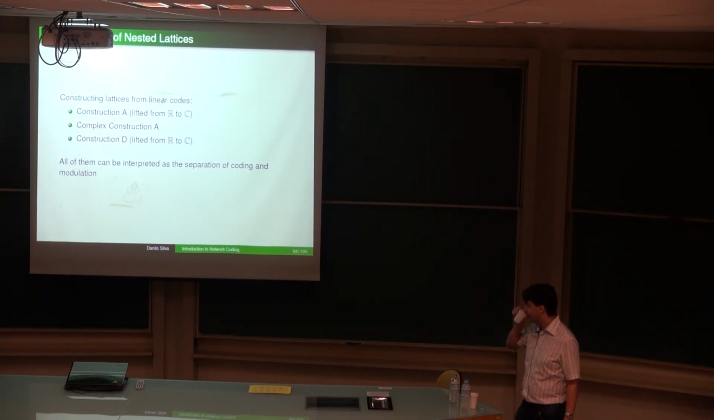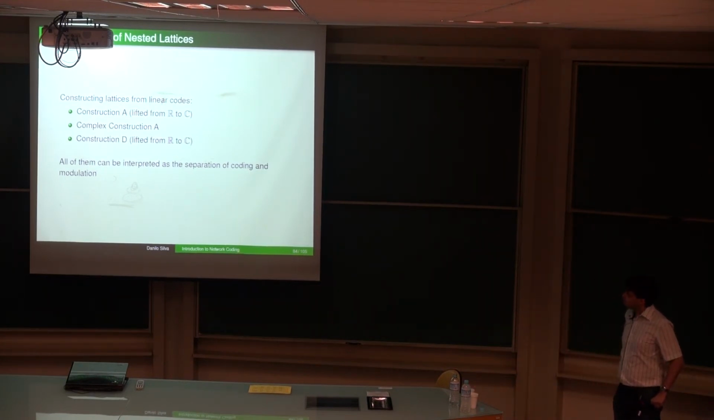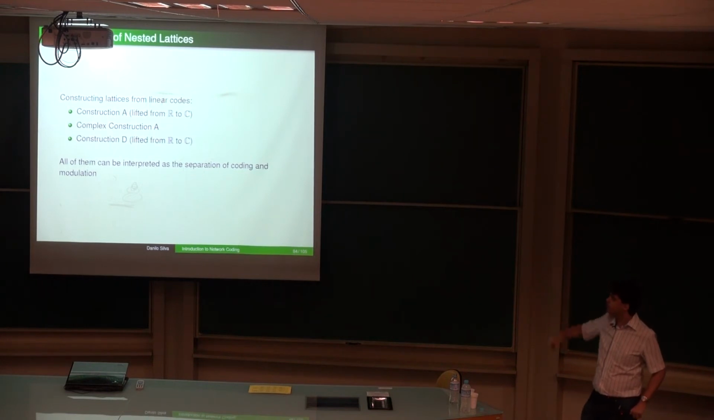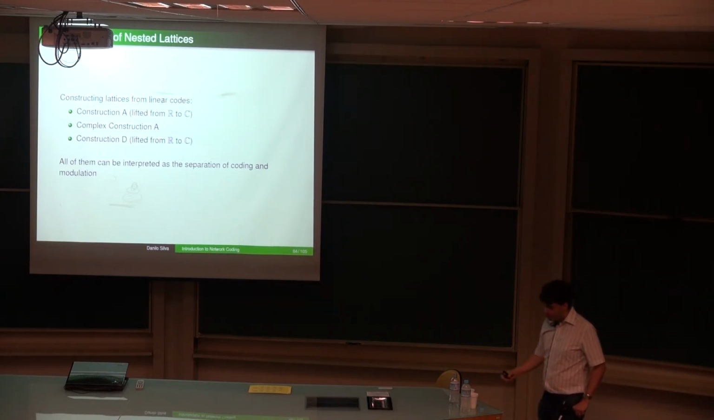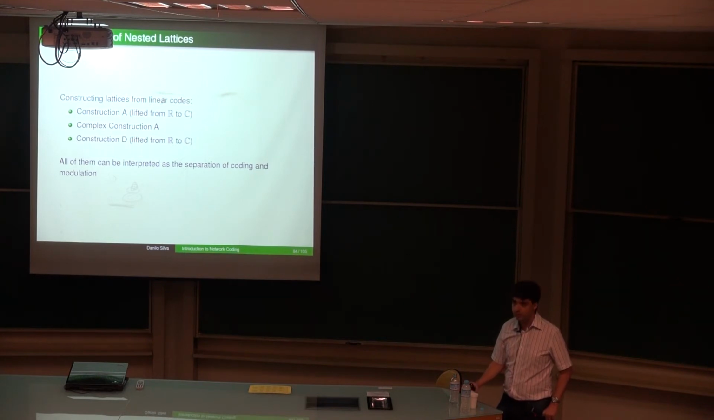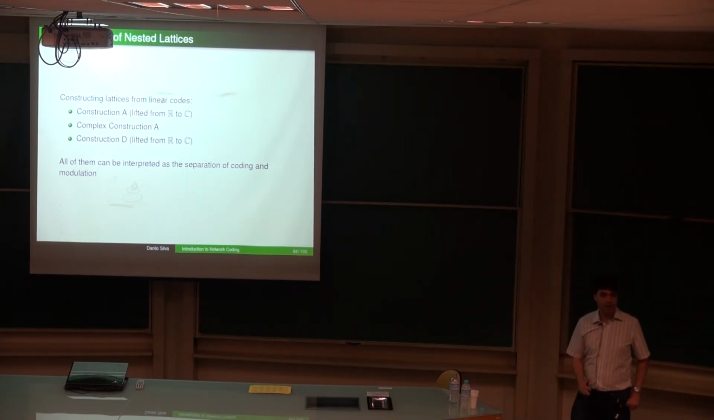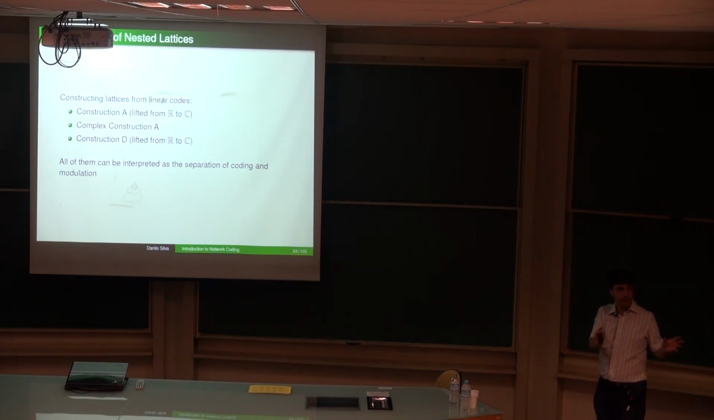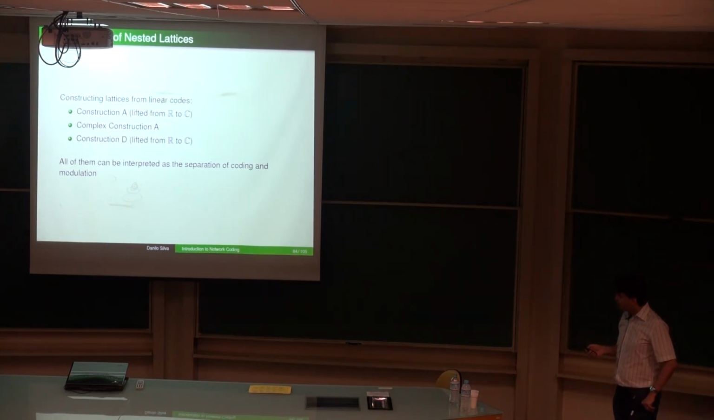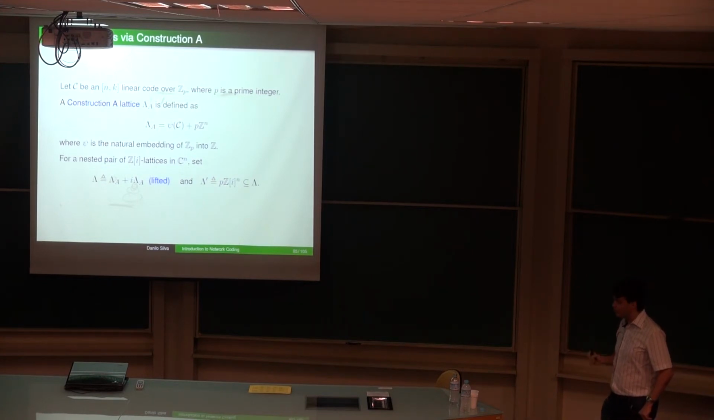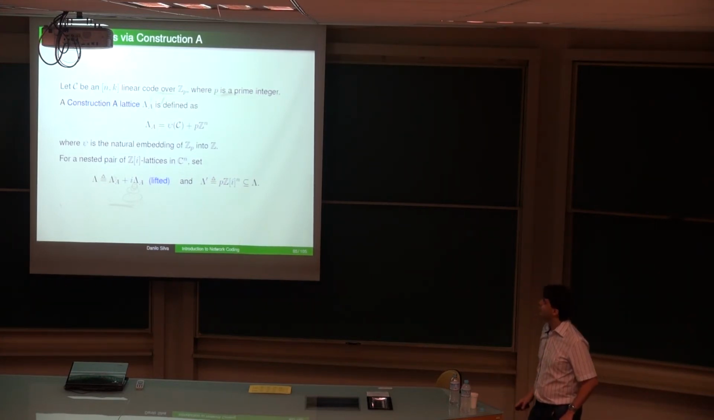So, constructions of lattices from codes. There are many constructions. I'll focus only on these: construction A, complex construction A, and construction D. And a big advantage of these constructions is that you can think of them as coded modulation, so you separate coding and modulation. And then you can use codes to construct lattices.